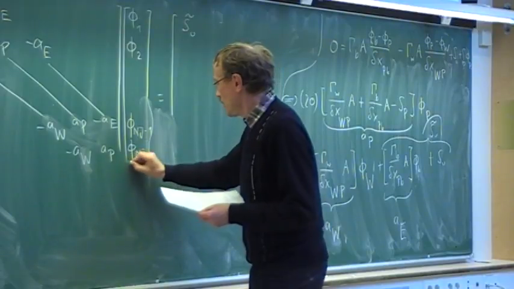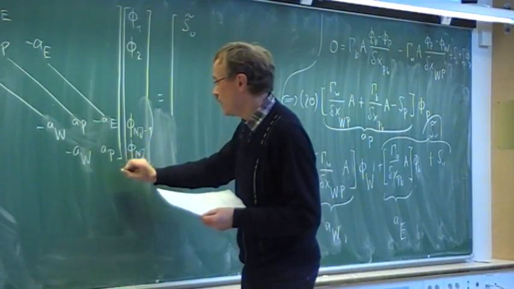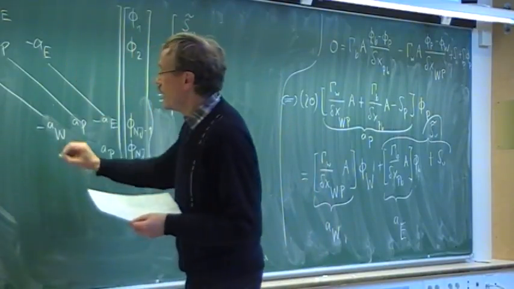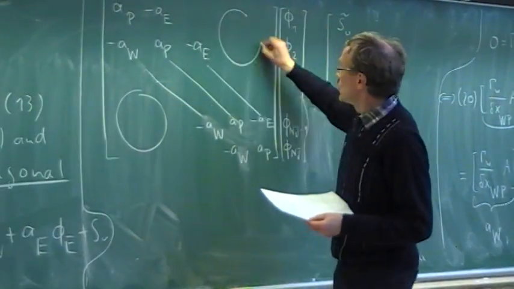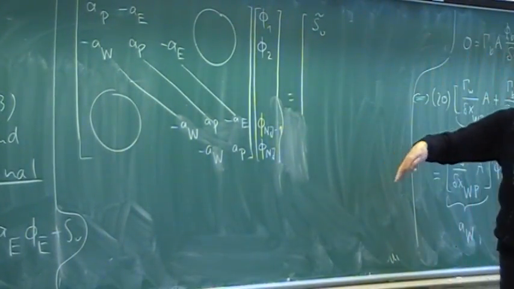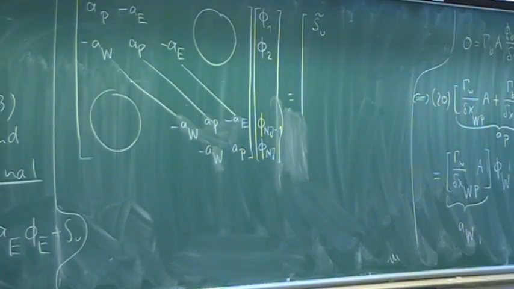And that is our unknown vector. Here we have the matrix, and the rest here is just zero. So we have only three diagonals. That makes the name tridiagonal.